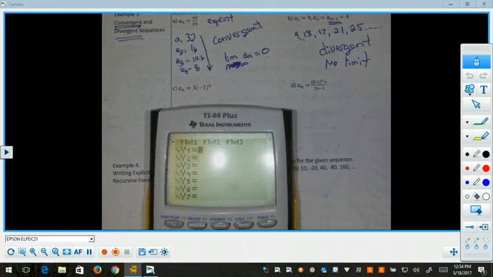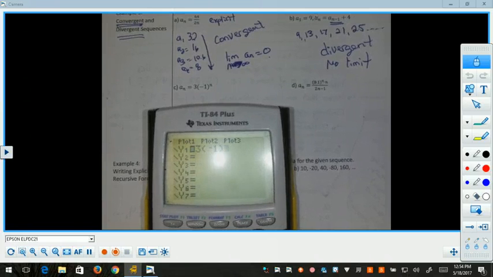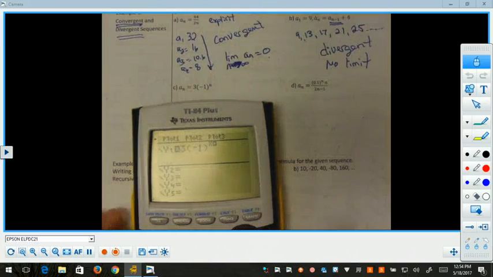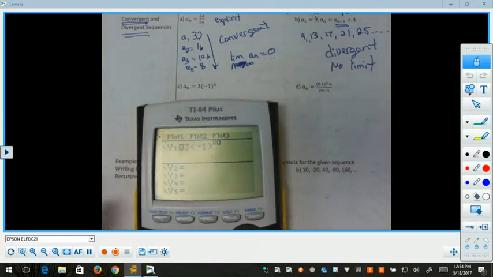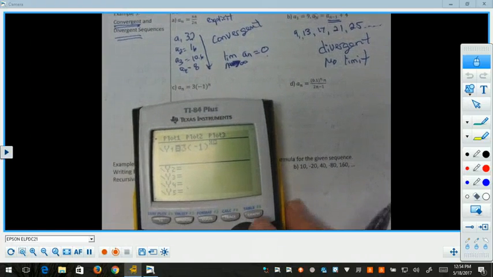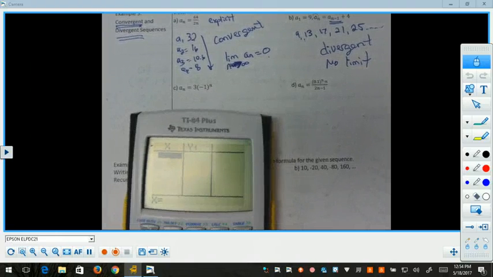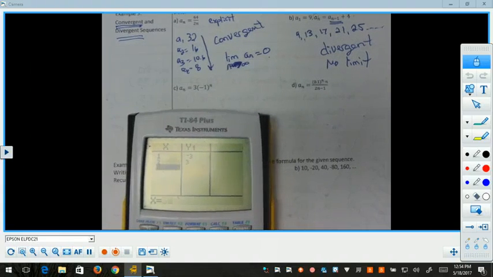All right, as I look at this next one, I have 3 times -1 to the power of n, which I'll put in my calculator as 3 times negative 1 to the power of x. So now I'm going to put that into a table format, and I'm just going to plug in 1 and 2 and 3 and 4 and 5, 6 and 7 and 8 and 9. And this one's fluctuating between 3 and -3. It keeps going back and forth.